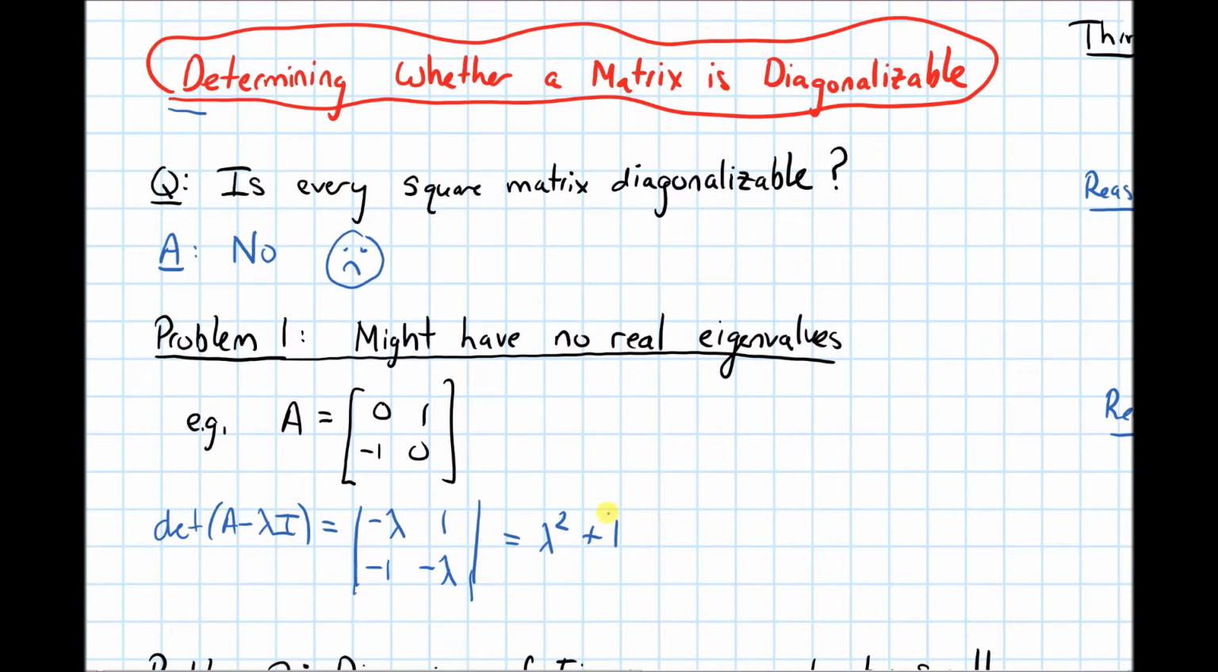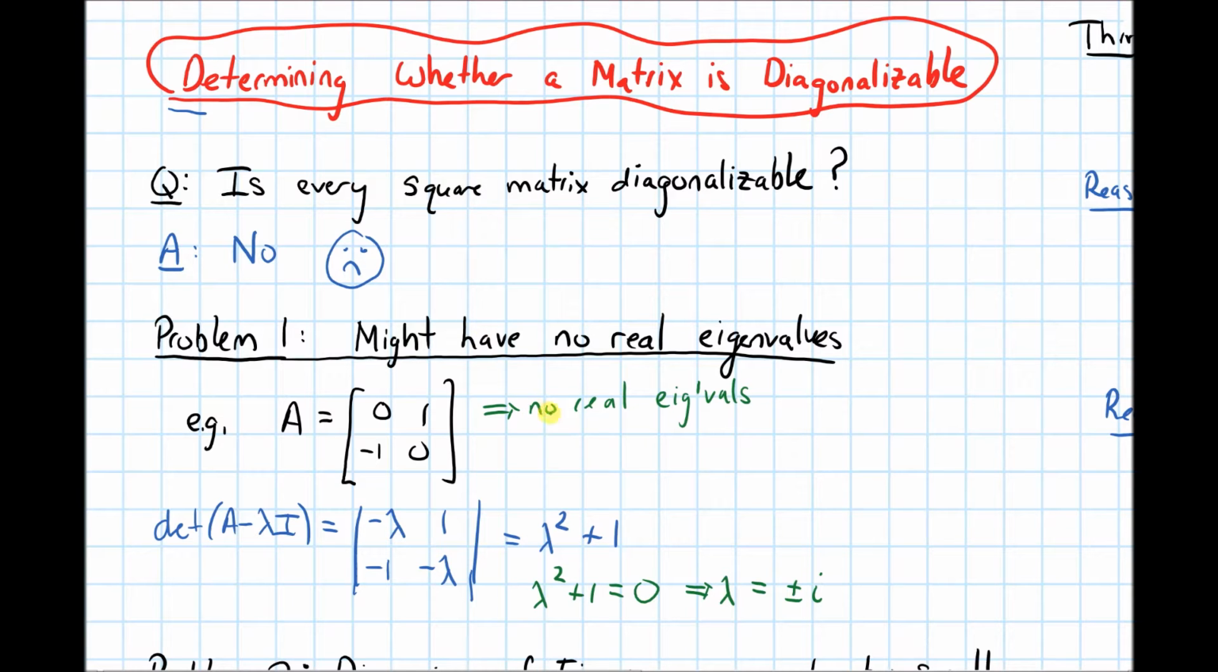Okay, so that's our characteristic polynomial, but then we have to set that equal to 0. So now I take lambda squared plus 1, set it equal to 0, and that gives us lambda equals plus or minus i. So there are two eigenvalues. They're just not real numbers. So there are no real eigenvalues.